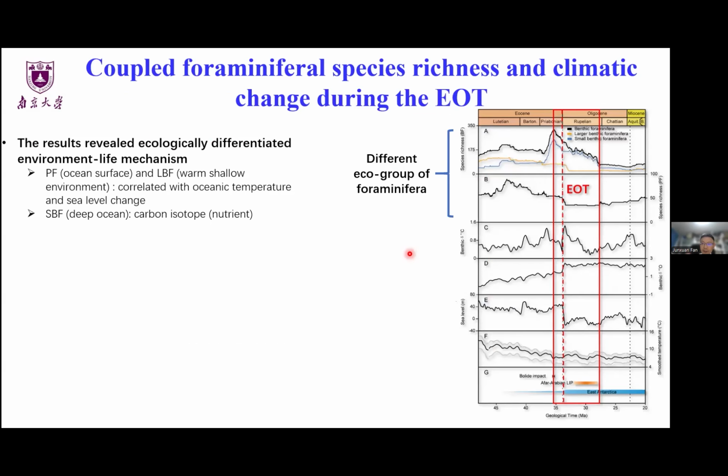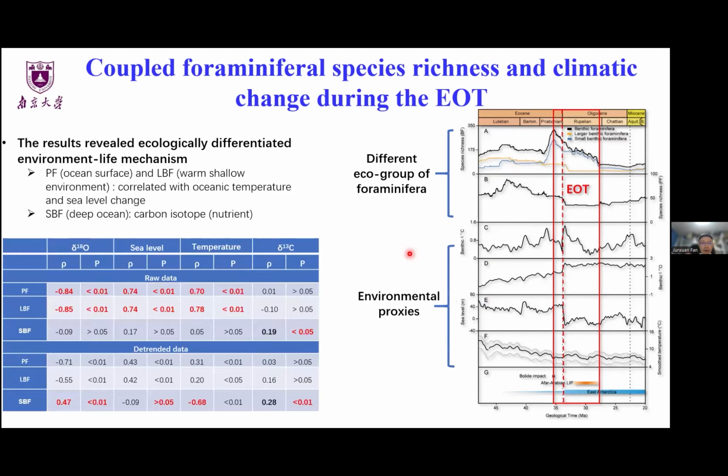Based on that biodiversity curve, we can correlate with the environmental proxy data, which is also high resolution for the Cenozoic. And we can find that different ecological groups of the foraminifera, including for example the planktonic foraminifera and the large benthic foraminifera living in the ocean surface or the warm shallow environment, are highly correlated with the ocean temperature and the sea level change. And the small benthic foraminifera living in the deep ocean show a clear correlation with the carbon isotope data. So this is the study we just made based on the new CONOP program and the high resolution time scale for the Cenozoic.